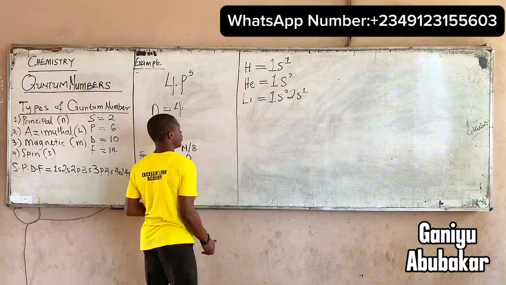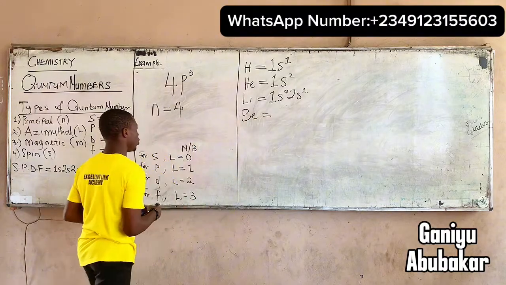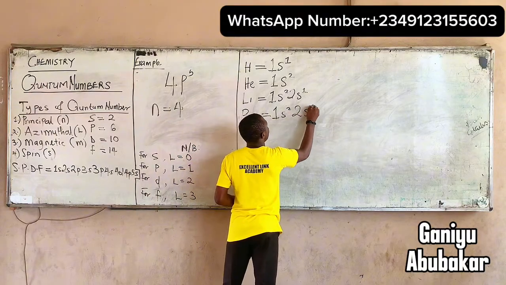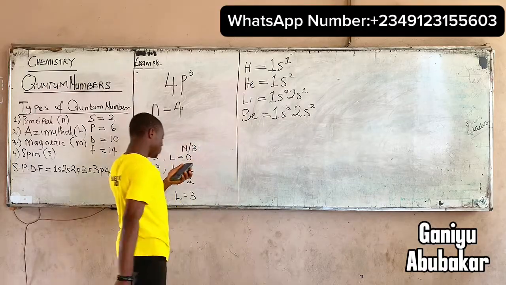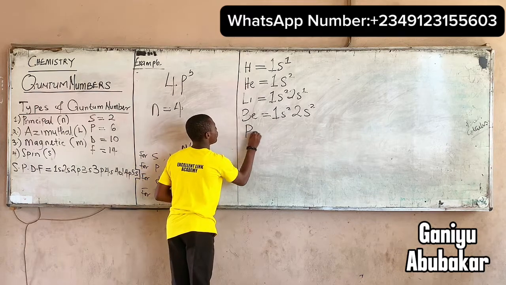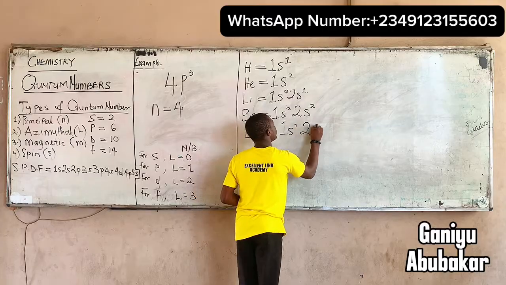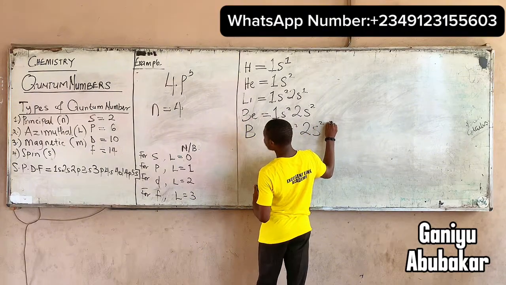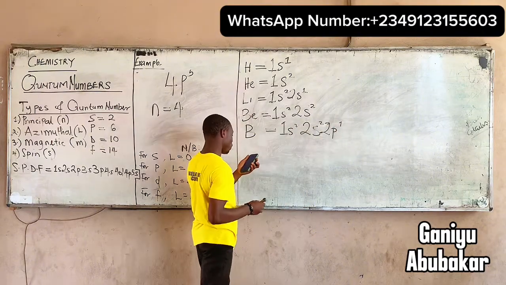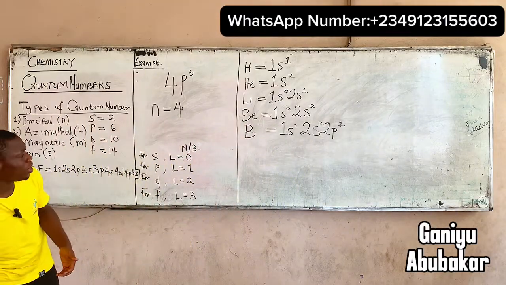For beryllium, Be, what's your SPDF configuration? That becomes 1s squared, 2s squared. For boron, B, that becomes 1s squared, 2s squared, then stop, 2p to power 1. It becomes my SPDF configuration for boron.